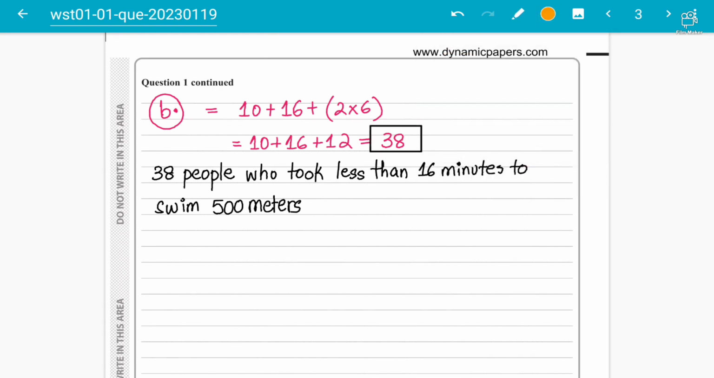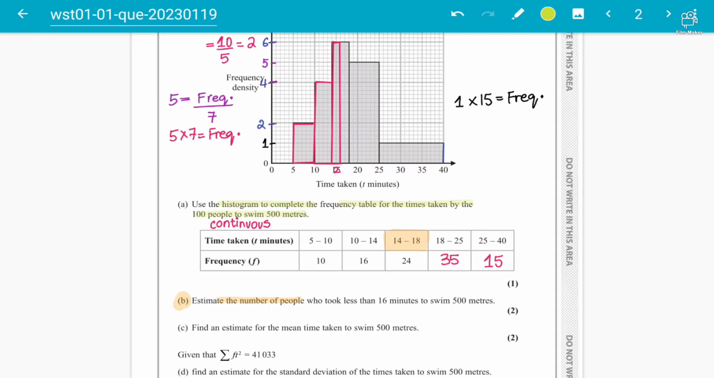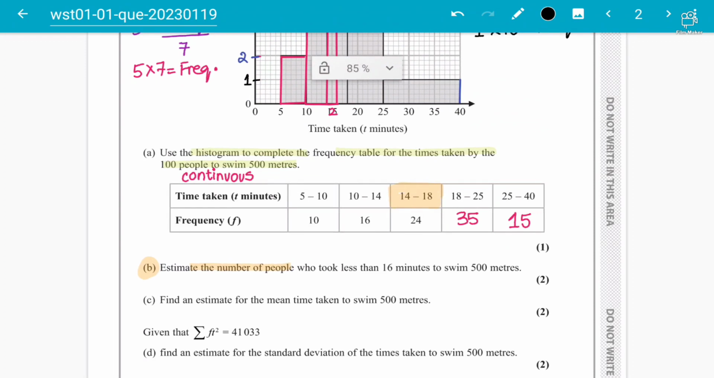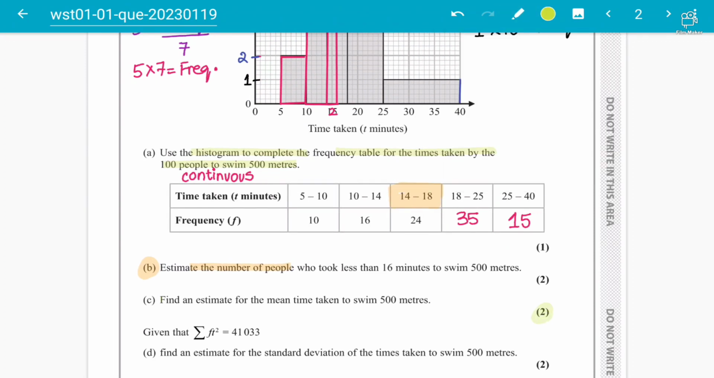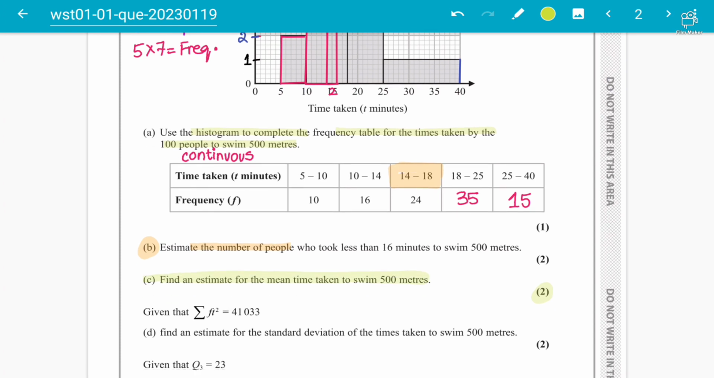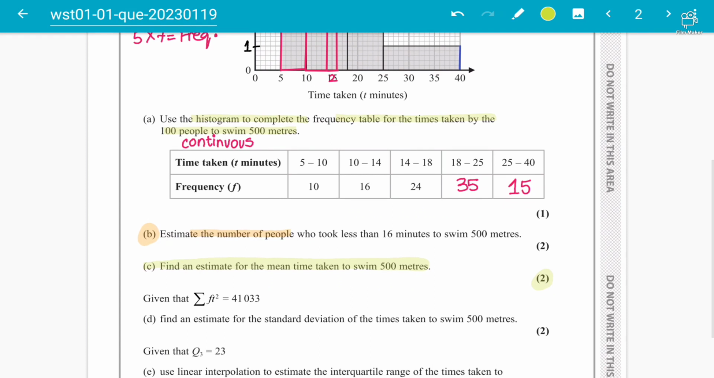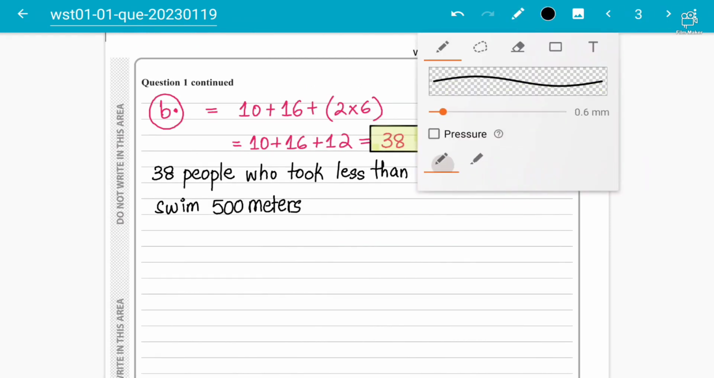Moving forward, the next part is asking you to find the mean. Mean is also not a big issue, it's just formula based. You have to find an estimate for the mean time taken to swim 500 meters. Be careful, how will you find the mean for this? It is continuous data, so the mean will be a bit different. Let's do part C here as well.